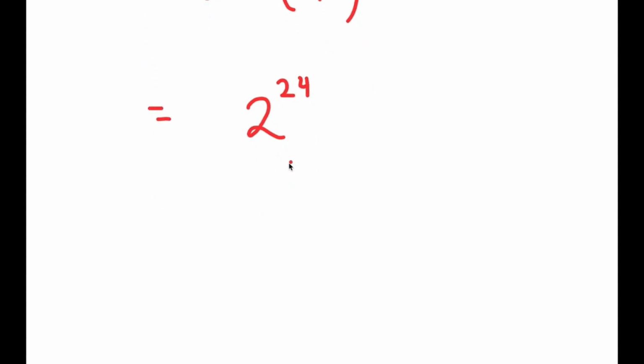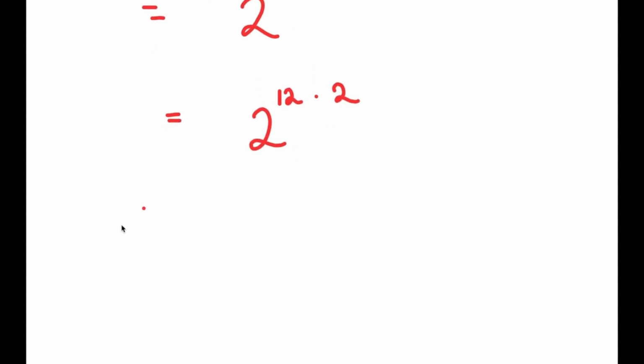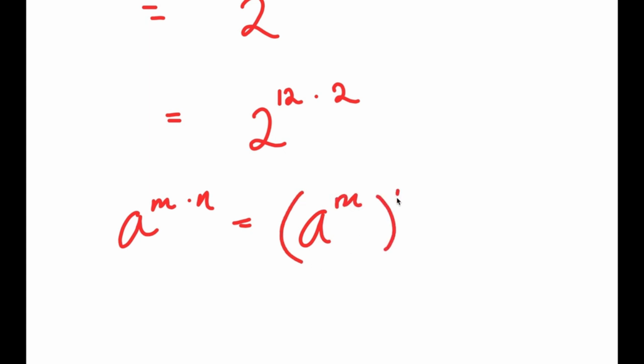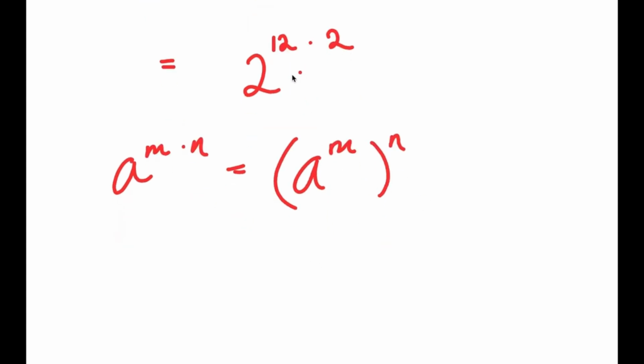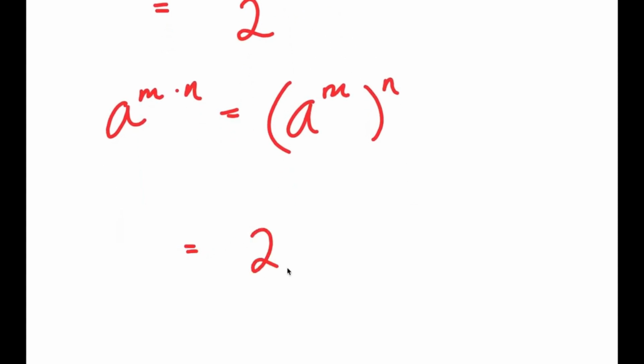Now, from here, I'm going to rewrite this as 2 to the power of 12 times 2. The reason I did this is because I can now use the property a to the power of m times n is equal to a to the power of m, to the power of n. So 2 to the power of 12 times 2 is equal to 2 to the power of 12, to the power of 2.